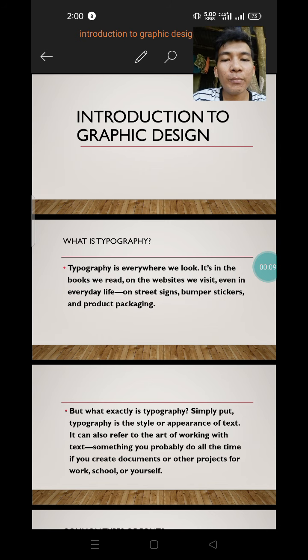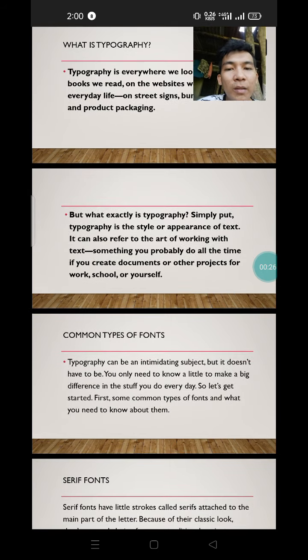What is typography? Typography is everywhere we look. It's in the books we read, on the websites we visit, even in everyday life, on street signs, bumper stickers, and product packaging. But what exactly is typography?